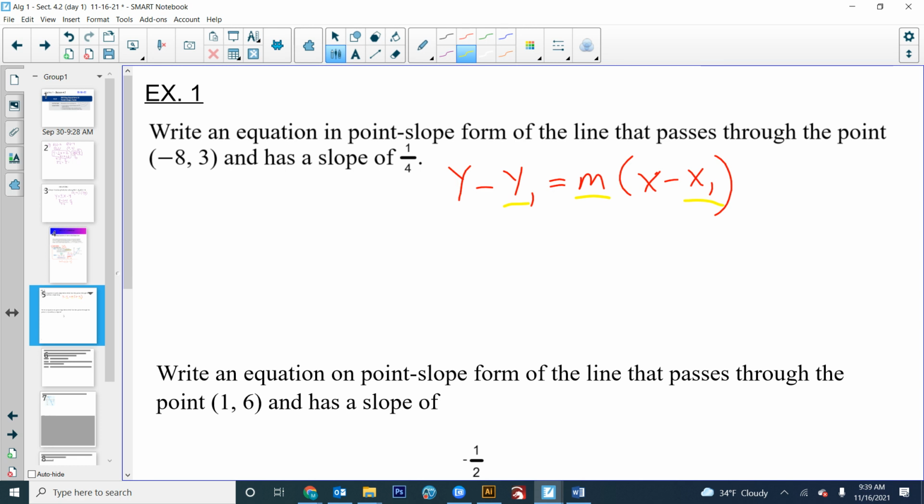Alexis, what do you think my y is? It's what? So what am I going to write? Y minus 3. Good. It's going to be the opposite sign. It's a positive 3, so it goes to y minus 3. Evan, what do you think? What do I write next? What's that stand for? What's my slope?